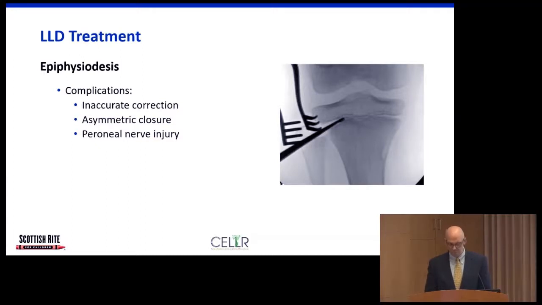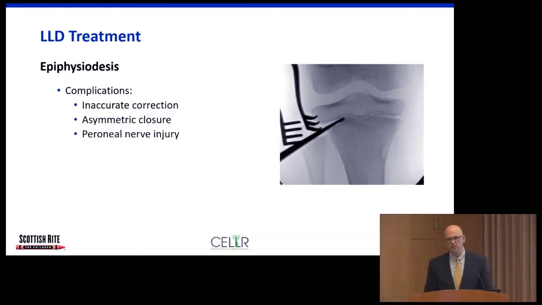Complications happen. Inaccurate correction, meaning overcorrection or undercorrection, can happen. We think we've certainly gotten better at this over many, many years. Again, using the White-Menelaus technique helps us, and the other techniques we have to help predict this.